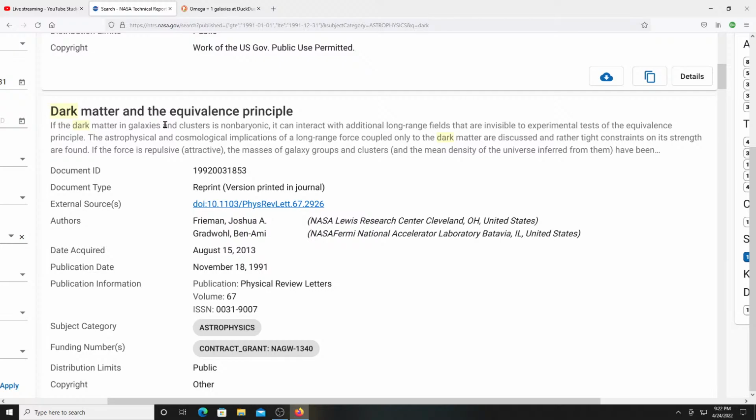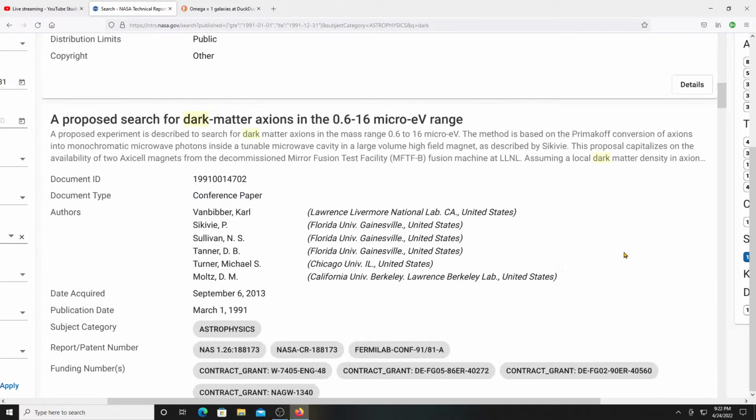If the dark matter in galaxies and clusters is non-baryonic, it can interact with additional long-range fields. Proposed search for the dark matter axions in the 0.6 to 16 micro eV range, you all. That's what they want.